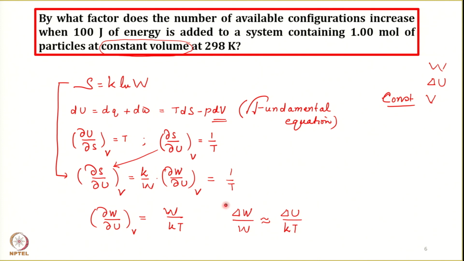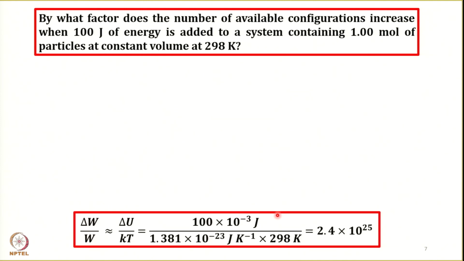So the equation developed is delta W by W is approximately same as delta U by KT, and once you substitute the numbers, delta U is given to you 100 joules, I converted into kilojoules, K is Boltzmann constant, temperature is 298, and you have 2.4 into 10 to the power 25. This is what I was looking for.